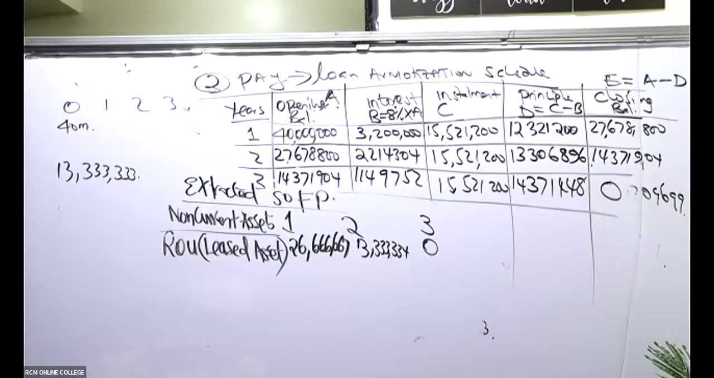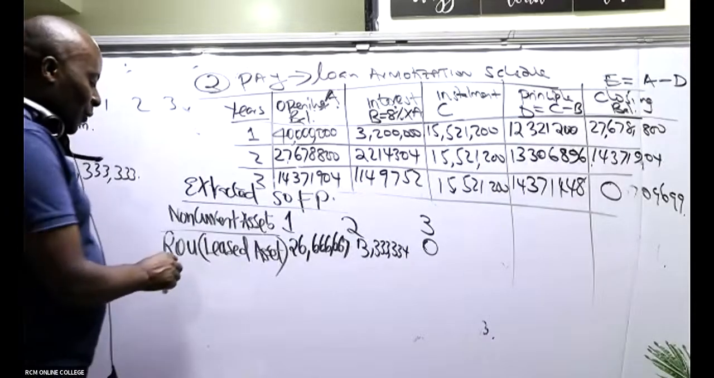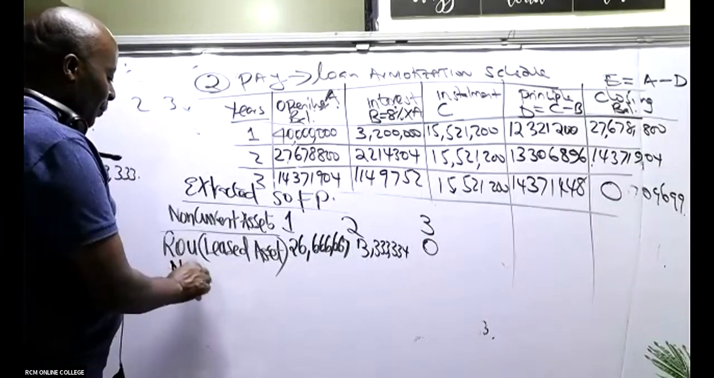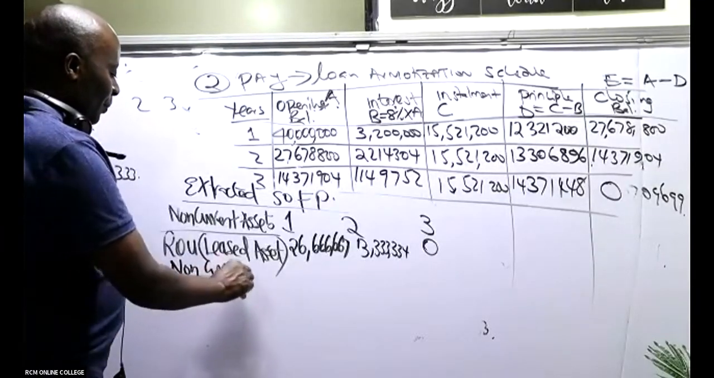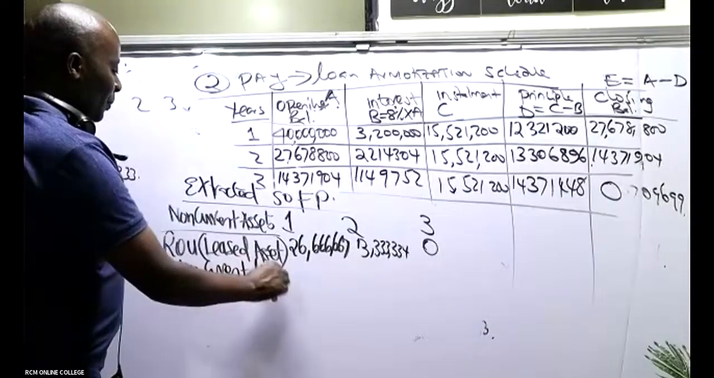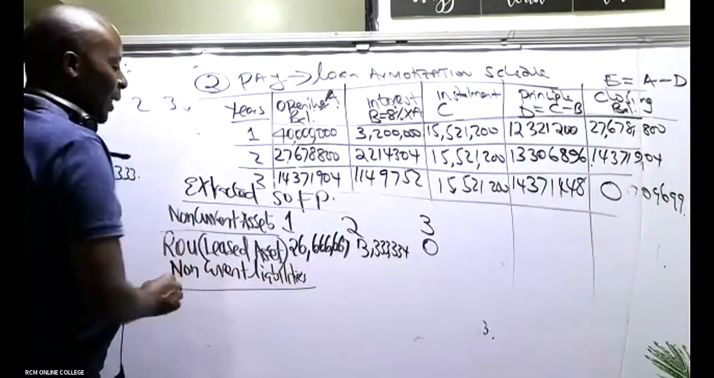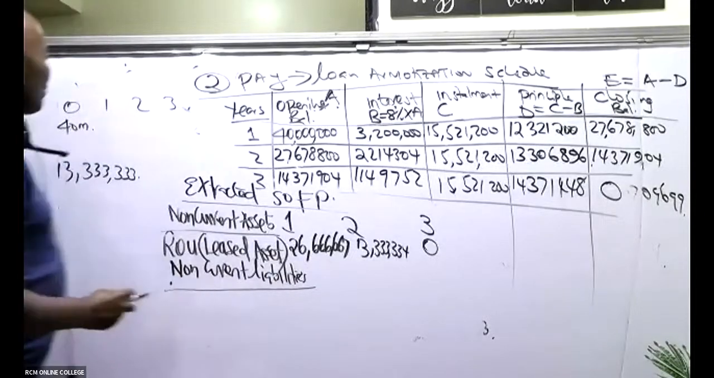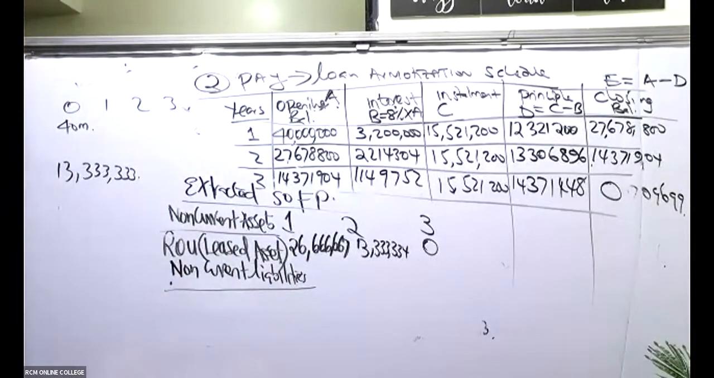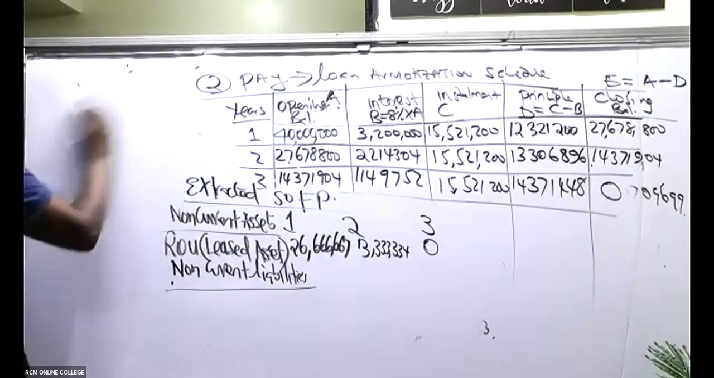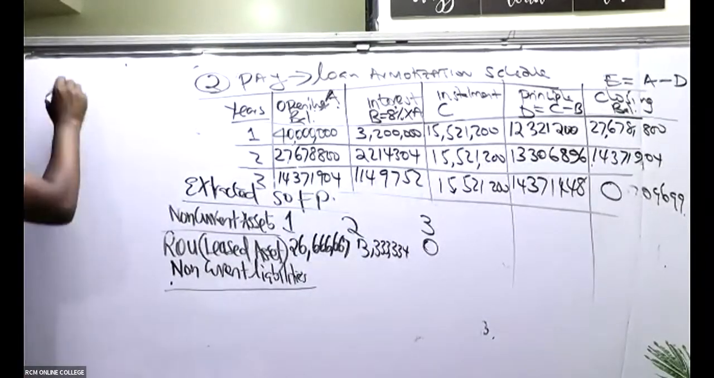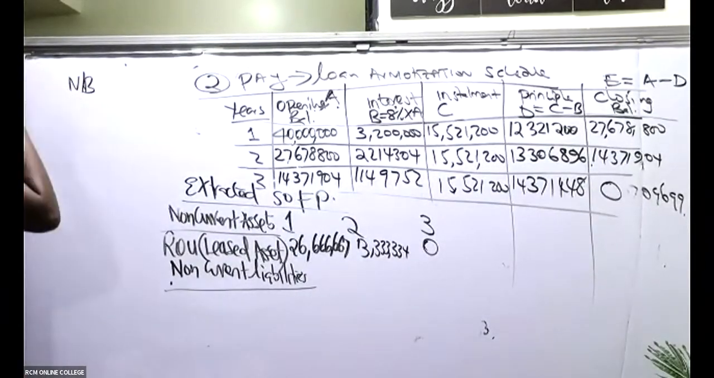Now from there we got the liabilities. So liabilities, I will start with non-current liabilities. Remember, here you must state a note. You must go there and give us a note. So what is the note?